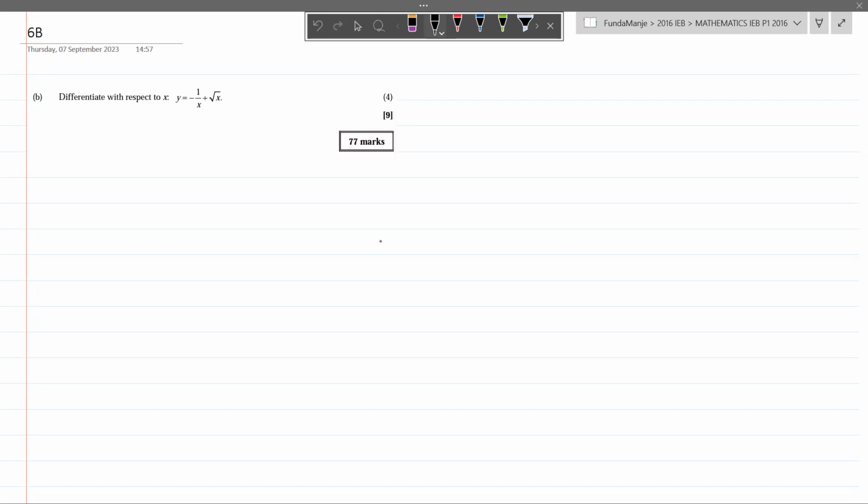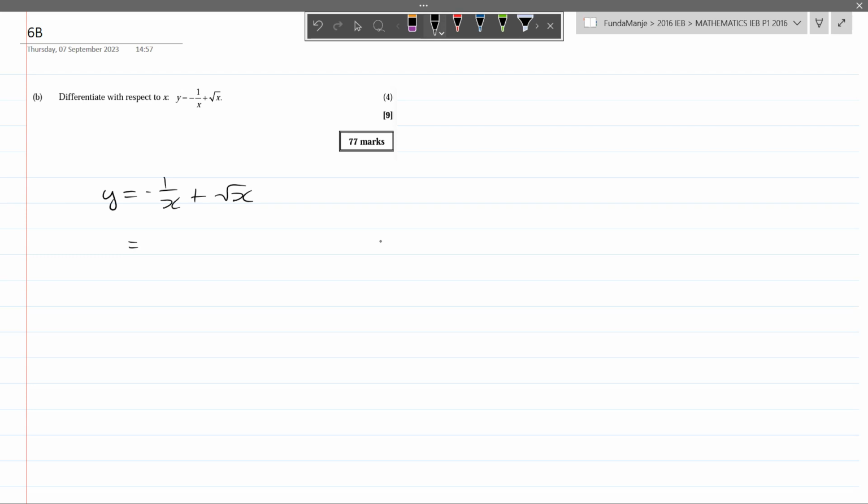6b wants us to differentiate the following equation with respect to x. So we have y is equal to 1 or minus 1 over x plus the square root of x. And in order to differentiate this, we need to remove x from the denominator and x from underneath the root.